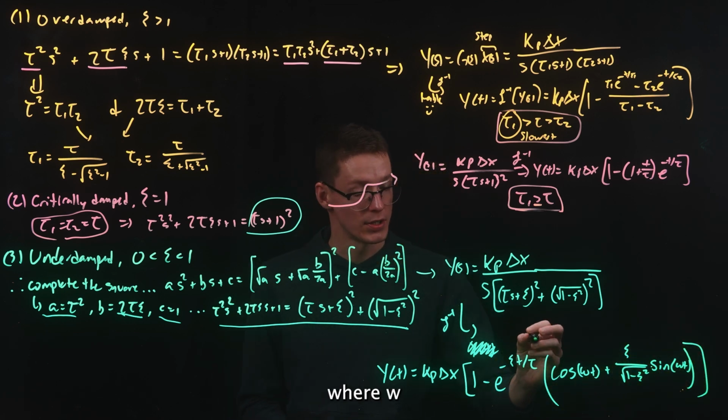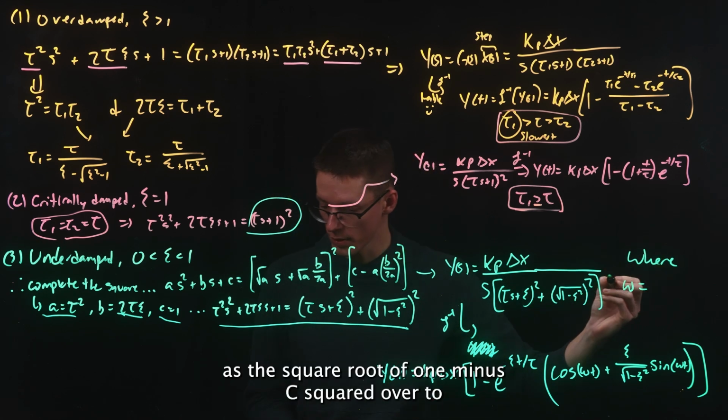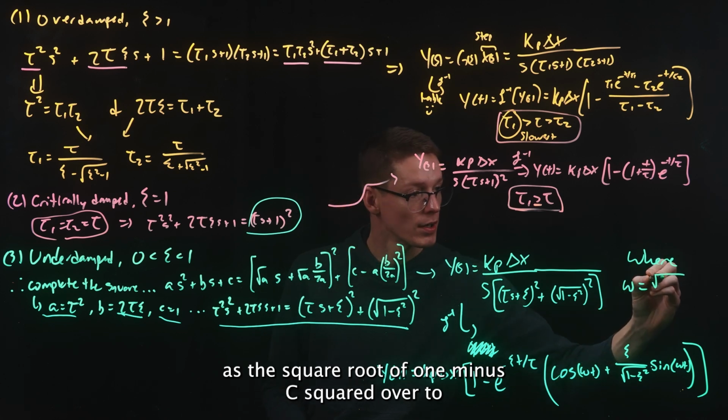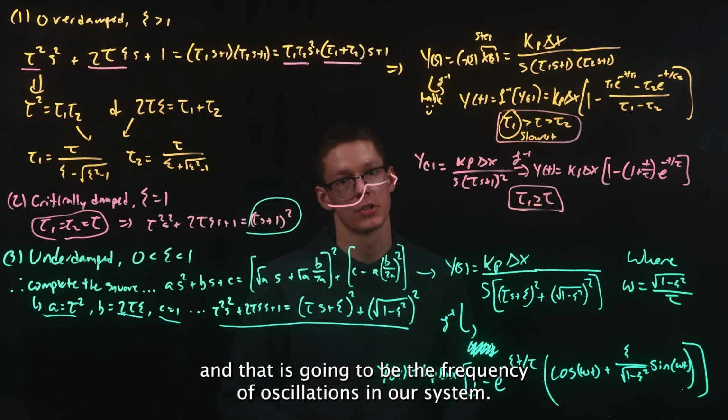where omega, I'll write it here, where we're going to redefine omega as the square root of 1 minus zeta squared over tau. And that is going to be the frequency of oscillations in our system.